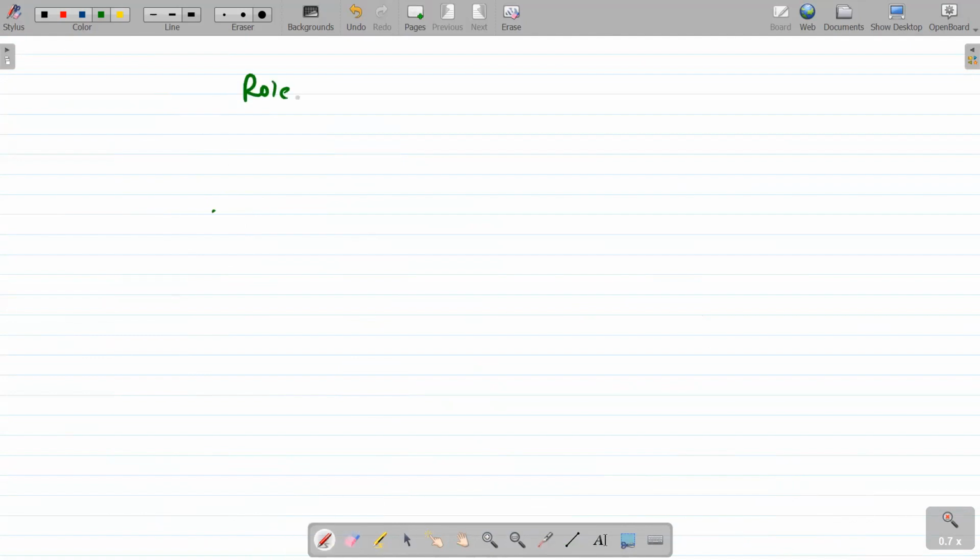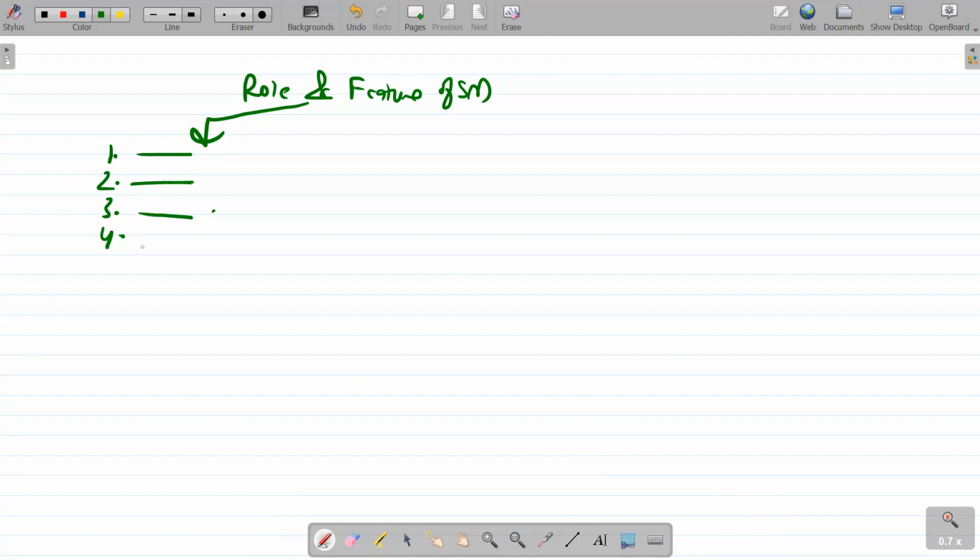So roles and features of strategic management. In the first part, we have seen that it involves four steps. What were the four steps? That I have to determine some goal. Once my goals are determined, I have to do acquisition of the resources. Then I have to allocate the resources. And fourth thing, installation of the control system.